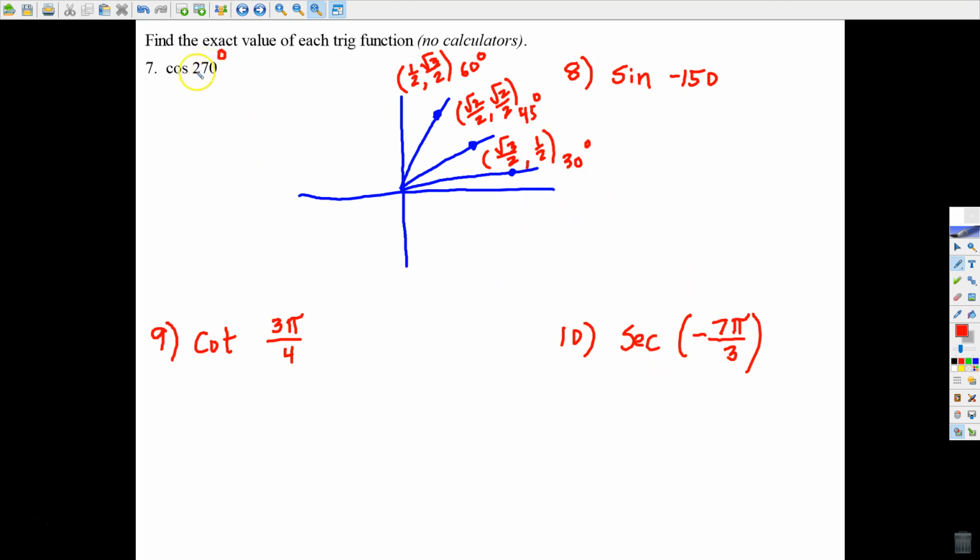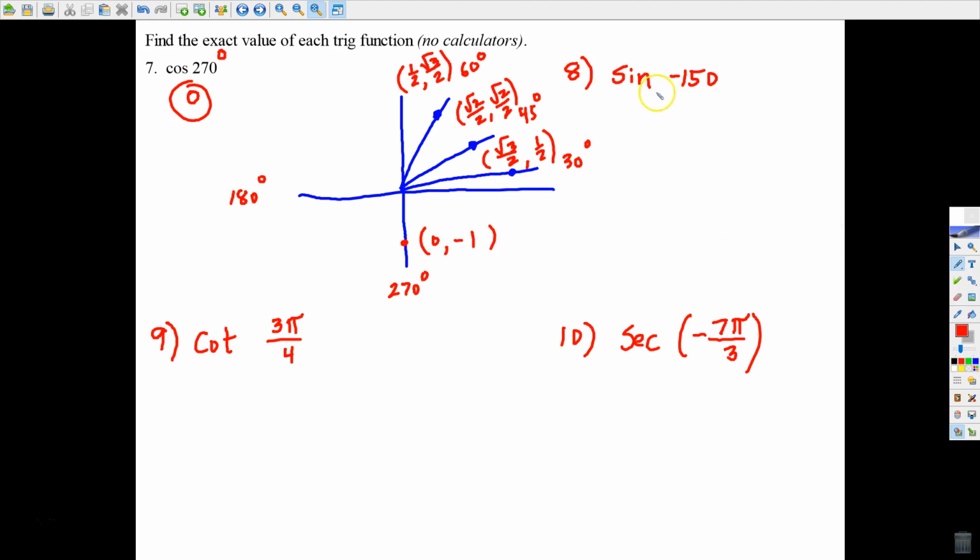Okay, so we need to understand where this angle falls. All right, so 270 degrees. Here's 180. Here's 270. So this is one of those angles we call a quadrantal angle because it helps divide our coordinate plane into quadrants. So cosine 270 means we fall right here. And the ordered pair at that 270-degree angle is 0, -1. Cosine is always the x-coordinate, and so we would say cosine 270 is 0. And that's our answer for number 7.